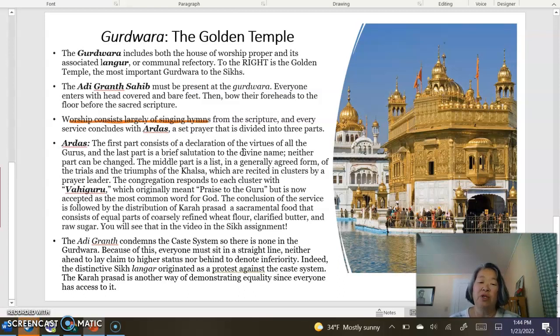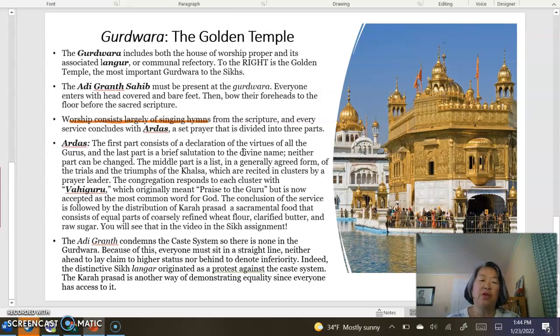Then at the end of the service, you have this special Karah Prasad, which is a food of wheat flour, clarified butter, and raw sugar. And you saw this in the video, how they were placing it in the hand, and then you're supposed to eat it, and the guy was a little turned off by it. Interestingly enough, Indian desserts and Sikh desserts and a lot of desserts of that region have a lot of this raw sugar or honey in it. And it's actually, frankly, quite delicious. So when you go to a Sikh ceremony, you're looking forward to the dessert portion where you get to eat the Karah Prasad.